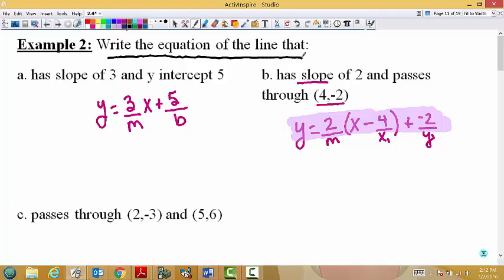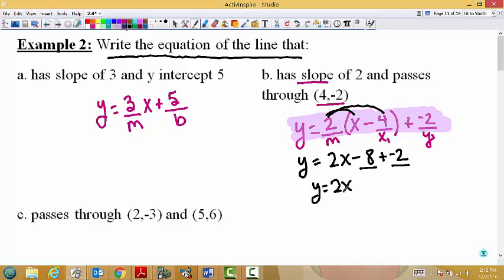However, if it's multiple choice and it asks you to put it in y equals mx plus b, we could distribute the 2. So it would be y equals 2x minus 8 plus -2, and then combine the like terms. So it would be y equals 2x minus 10.